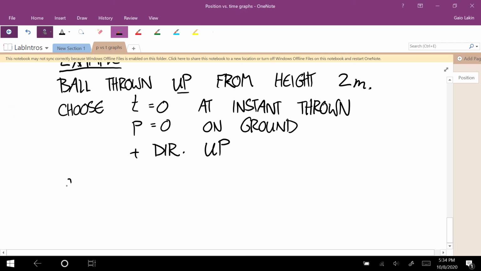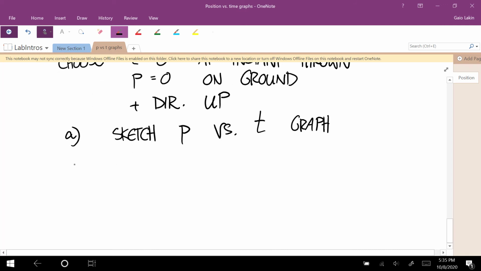Okay, so let's say that what we want to do with this is we want to first sketch the position versus time graph of this motion. Second, we want to identify where on this graph the object is speeding up.